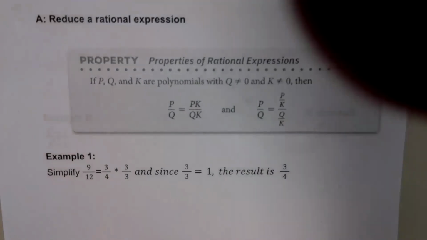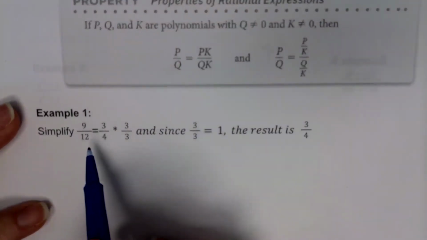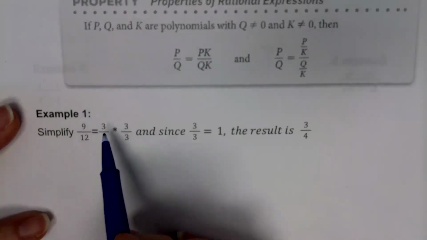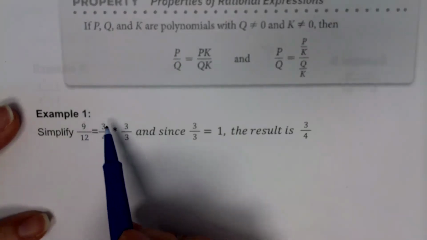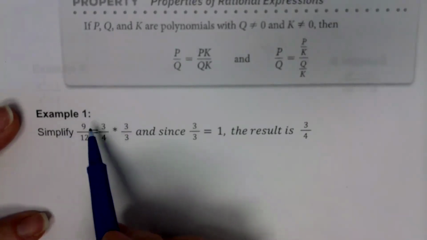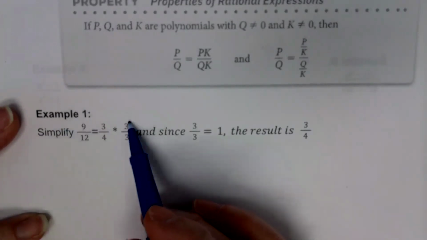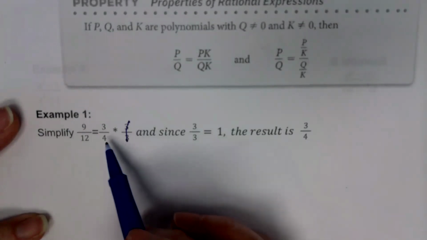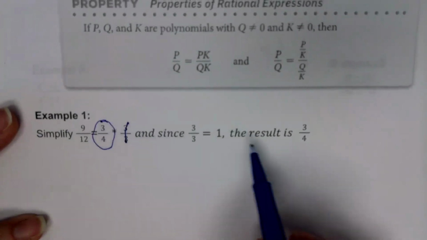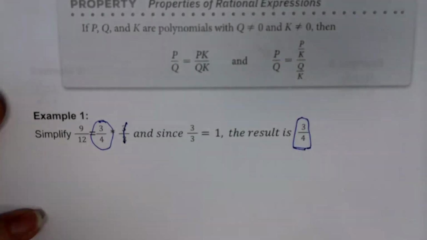So let's remind ourselves how we reduce a regular fraction. So if we have 9 over 12, we can then reduce this because 3 times 3 makes 9 and 4 times 3 makes 12. And so we can see that they share a common factor of 3. So 3 over 3 reduces to a 1. And so we've reduced this fraction to 3 over 4.